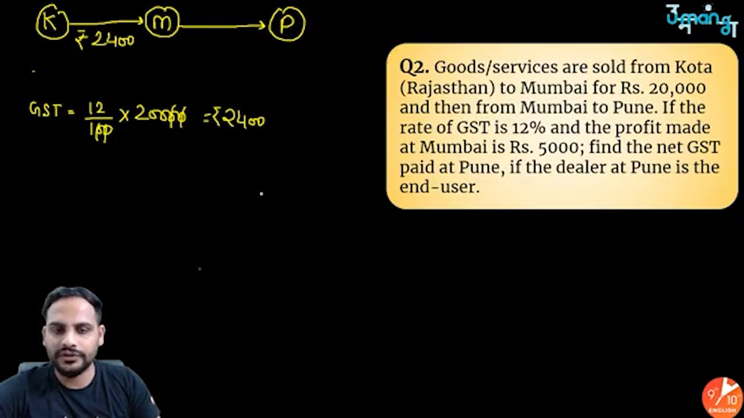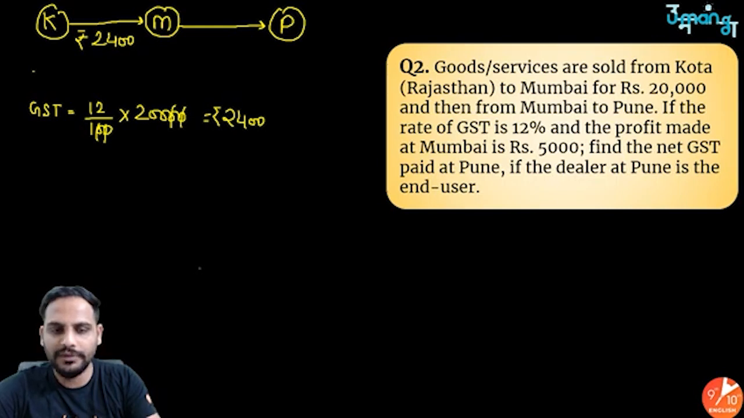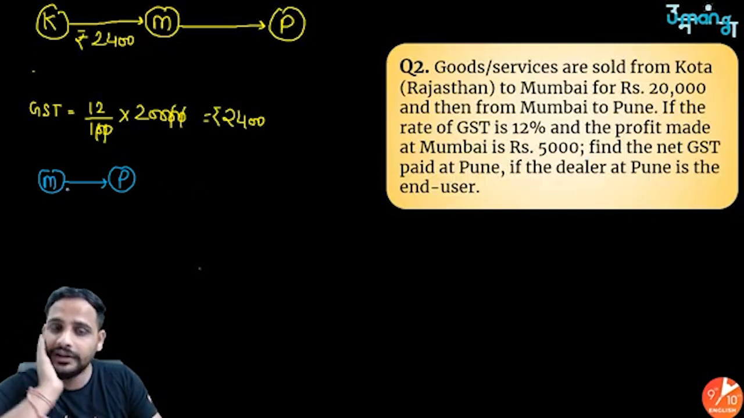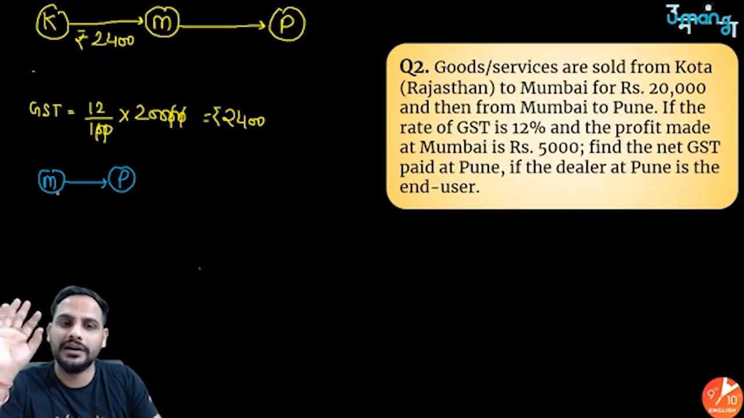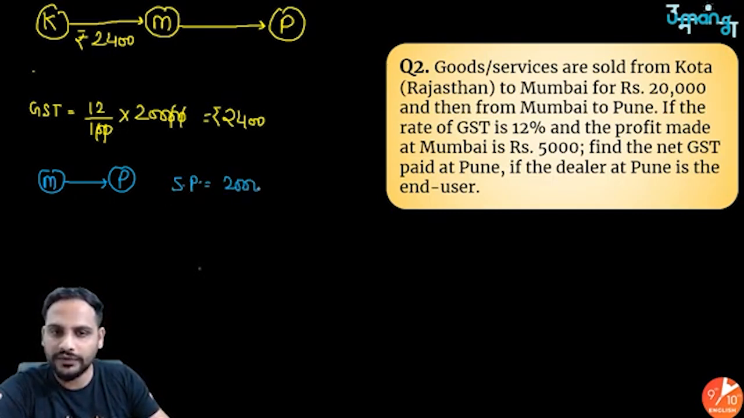Now let's go for the second phase, that is Mumbai to Pune. So at Mumbai to Pune, what is happening? The profit of 5,000 is being added over there. So the price at which the Mumbai person is selling this to the Pune person, the selling price, will be 20,000 plus rupees 5,000. That is 25,000. So the GST will be on this part.